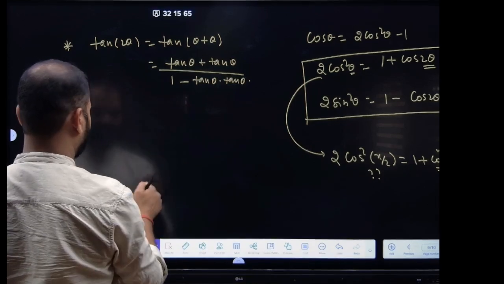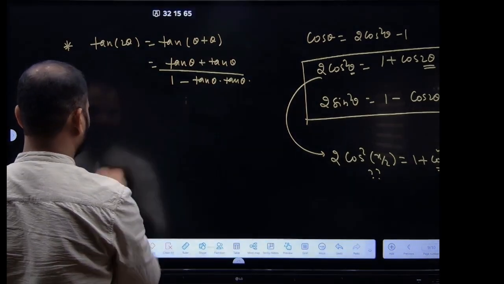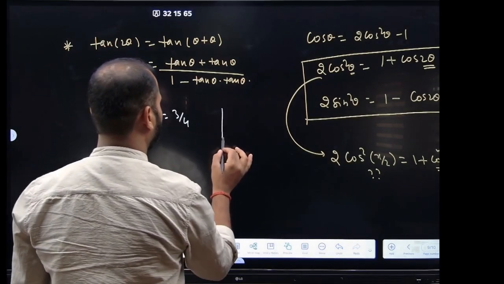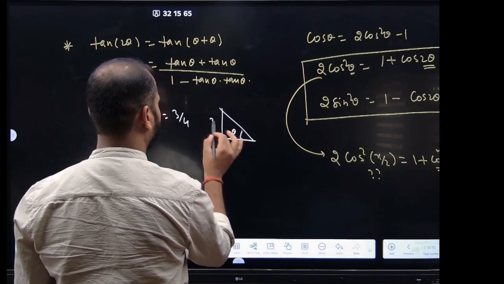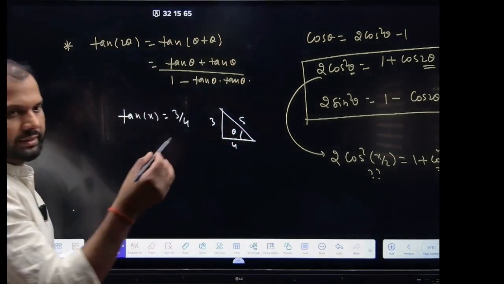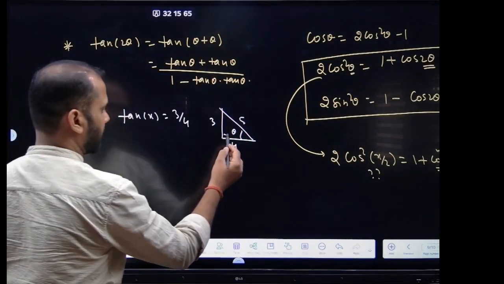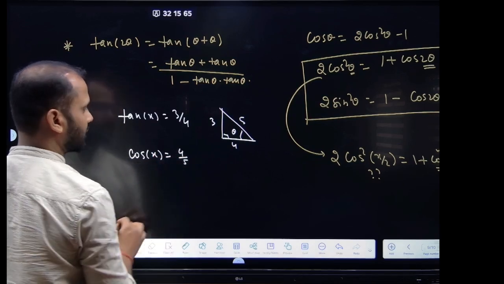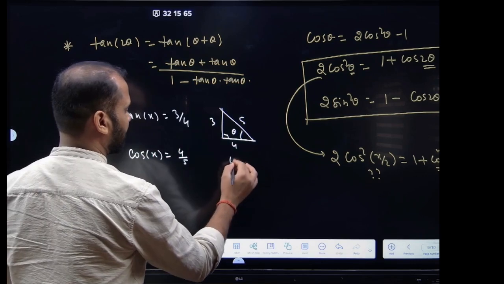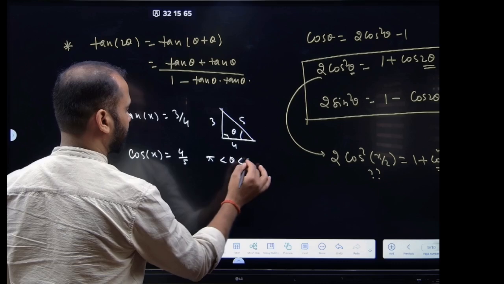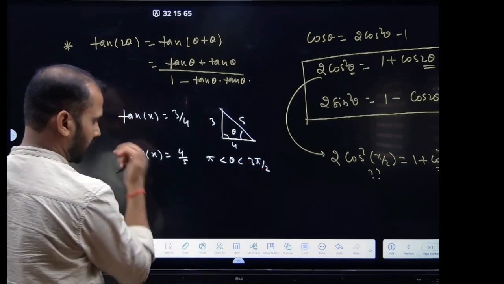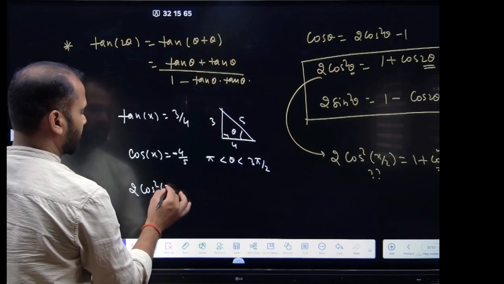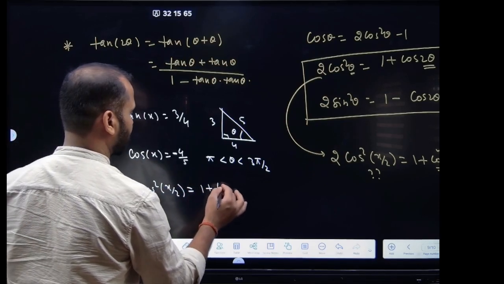Just see here, tan x is given to you: tan x is equal to 3 by 4. Immediately make a right angle triangle with theta. This is 3, this is 4. It is nothing but a triplet, 3, 4, 5, with 90 degrees. From here I get cos x, which is 4 by 5. But since theta belongs to the third quadrant, pi to 3 pi by 2, it will be minus. Now I write that 2 cos square x by 2 is nothing but 1 plus cos x.